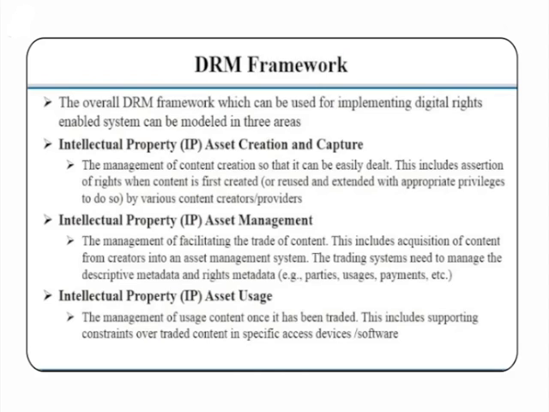Intellectual property asset management is the management of facilitating the trade of the content. It includes acquisition of content from creators into an asset management system. The trading system needs to manage the descriptive metadata and the rights metadata. Whereas IP asset usage is management of usage of content once it has been traded. This includes supporting constraints over traded content in specific access devices or software.